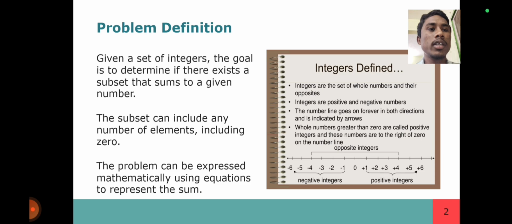Problem definition. Here we define that, given a set of integers, the goal is to determine the existence of a subset that sums to a given number. The subset can include any number of elements, including zeros. The problem can be expressed mathematically using equations represented as a sum. Here we can take the numbers as integers, either signed or unsigned, and it can also include 0.